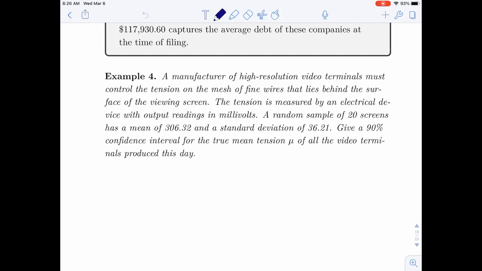I think there's 3 mentions of the population mean, right? The true mean is the population mean, mu is the population mean, and of all the video terminals that day is also the population mean, right? So it's kind of redundant, but just to emphasize that our interval is hoping to talk about the population mean.